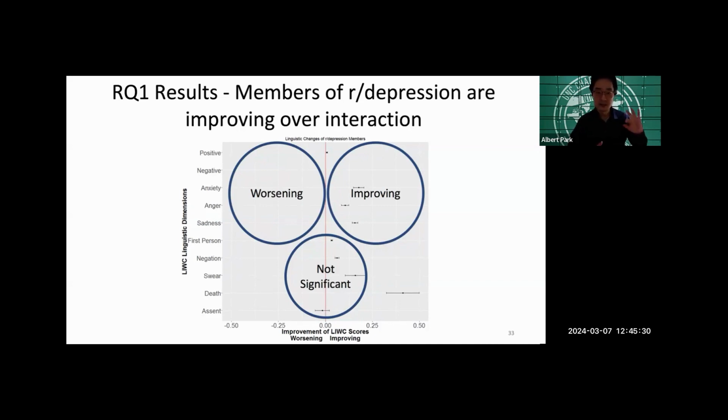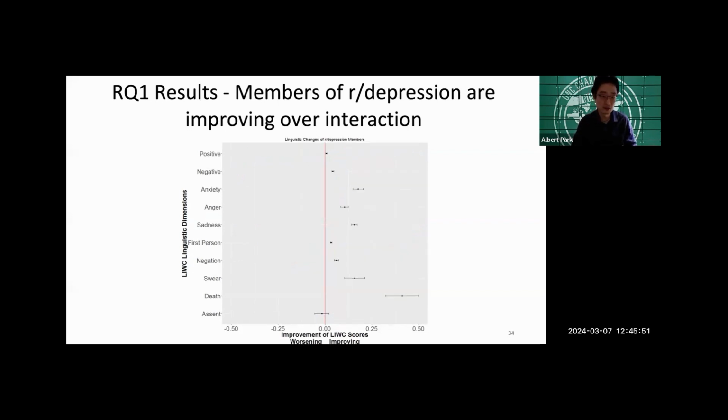So I'm going to graph this out so we can have better communication and an easier time communicating the results. Basically, if it's on the left-hand side, it means it's worsening. If it's on the right-hand side, it means it's improving. If it's across the zero line, it means it's not significant.